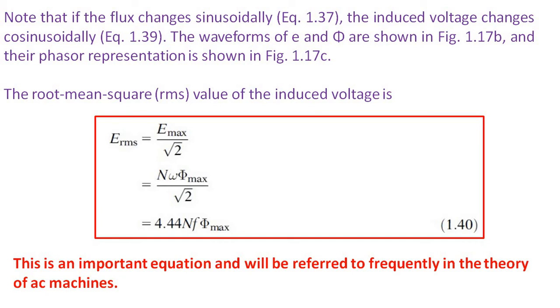The root mean square value of the induced voltage is E RMS equal to E max divided by root 2, that is equal to n omega phi max divided by root 2, that is equal to 4.44 f n phi max. This is an important equation and will be referred to frequently in the theory of AC machines.